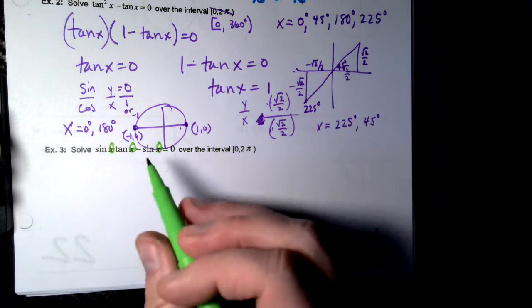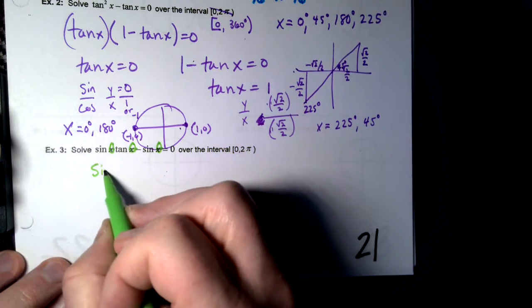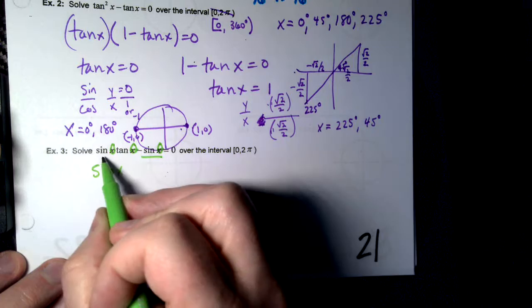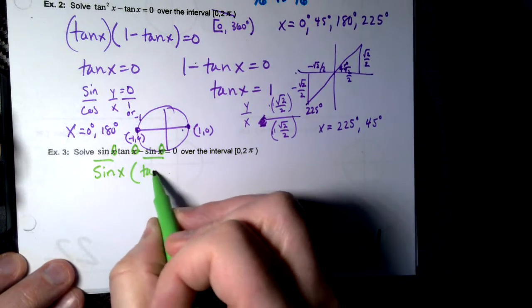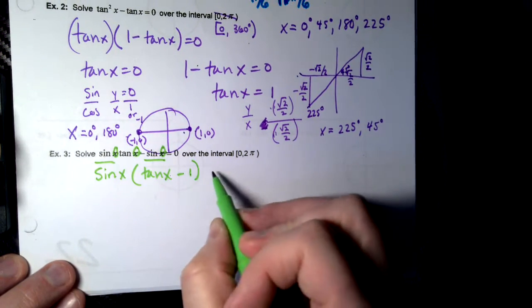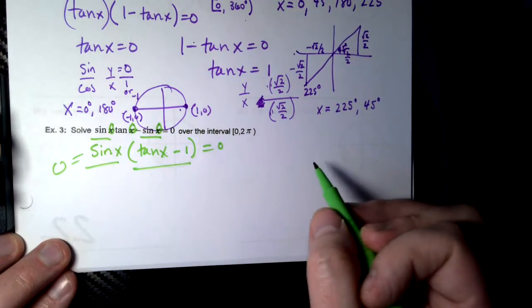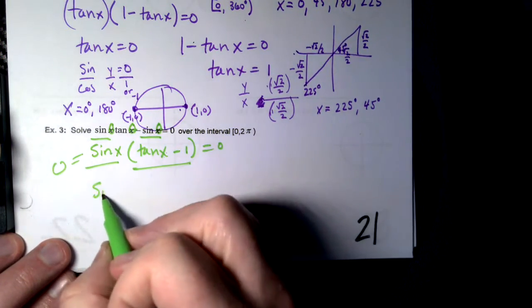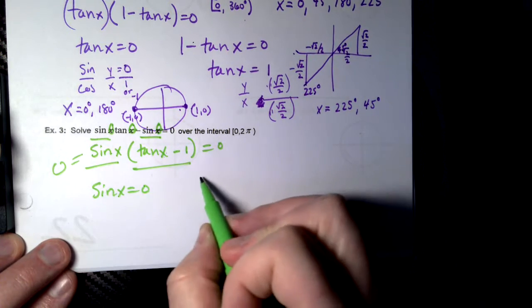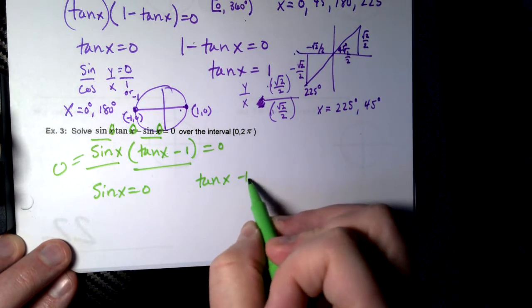Let's see. In this one, you definitely want to take a sine out. They both have a sine, see? You're going to take that out, you get tan. All right, now this is solvable. Sine x times tan x minus 1. We're going to set each one of these equal to zero. This is a factor, that's a factor. Set them equal to each other. Sine x equals 0. Tan x minus 1 equals 0.